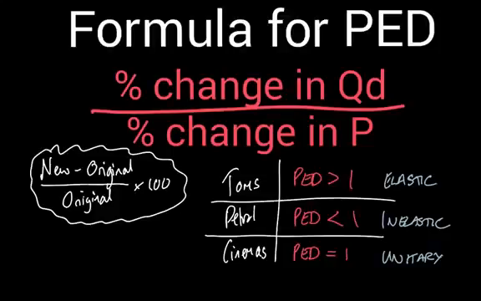Similarly, with inelasticity, with petrol, the lower the number becomes, the more inelastic it is becoming. So as that PED value approaches 0, it's becoming more and more inelastic. If it reaches 0, then we say that it is perfectly inelastic. And what that means is that there is no change at all in quantity demanded, regardless of what happens to the price.